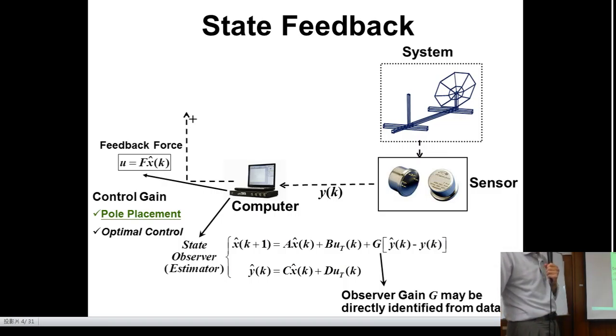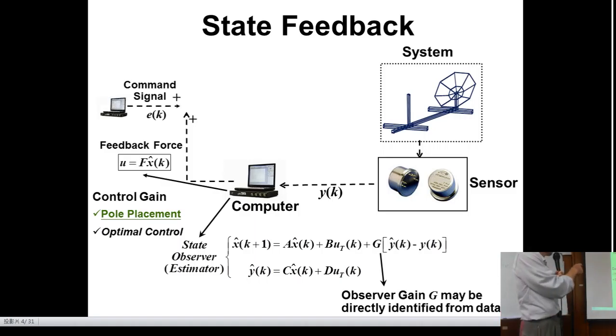In state feedback we have a state observer, X hat, called the estimated state, and X hat means some of the states we do not measure. For example, in this case we measure Y, and this Y can be velocity only, displacement only, or acceleration only. Then you need the observer to estimate the other states you don't measure.